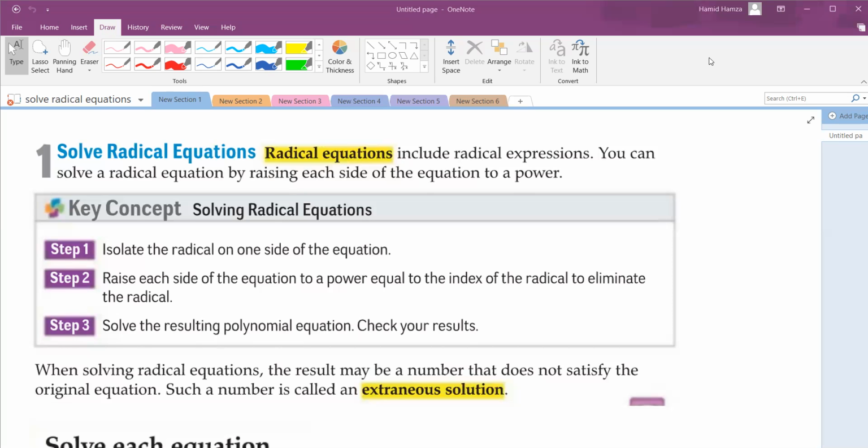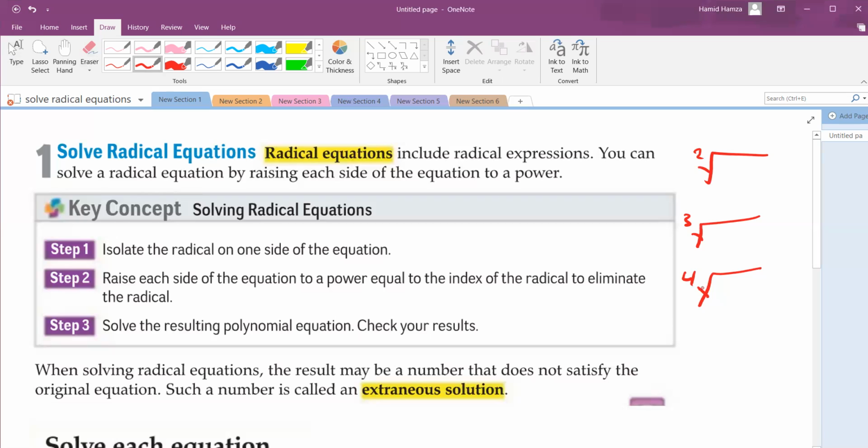And what is the meaning of the index of the root? We start with the square root. The index of this root is 2, but it is not written, guys. So if it's a square root, we raise the equation to the power 2. We square both sides of the equation. If it's a cube root, we raise the equation to the power 3. If it's a fourth root, we raise the equation to the power 4, and so on like this.